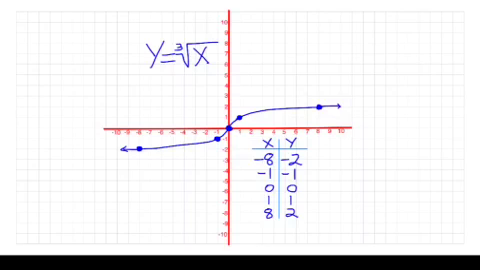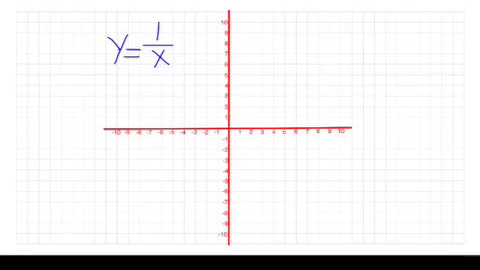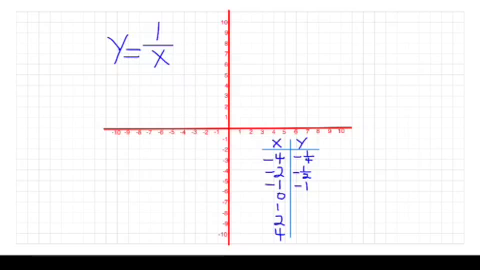One last one I want to look at as an advanced function is the rational parent. Whenever x is in the denominator of the equation, this is the simplest version. Again, I'm going to do a table, and that table of values is going to be a little more complex. First of all, I did this. When I do negative 4, 1 over negative 4 is negative 1/4, then negative 1/2, then negative 1, 1 divided by negative 1. But look what happens at 0.